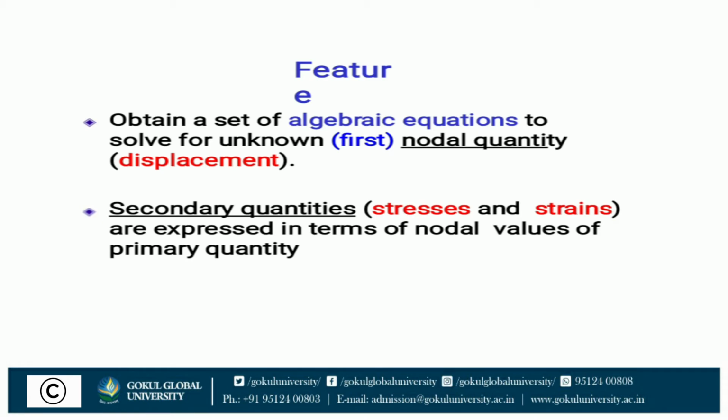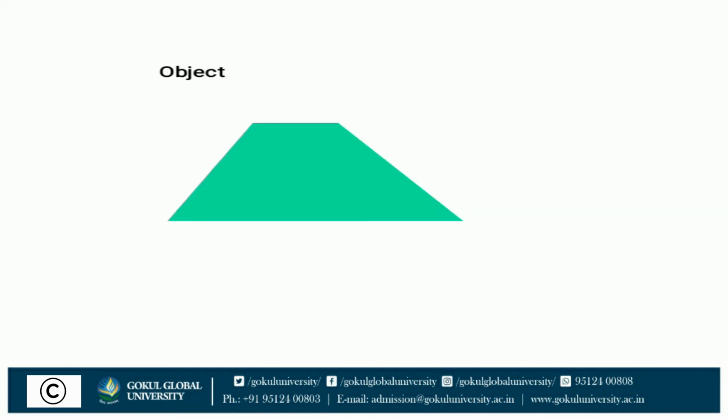Then you have to solve by taking some small amount of assumption, and some basic equations like stress and strain. Okay, so we obtain a set of algebraic equations to solve for the unknowns. Then the first nodal quantities, displacements, are the basic requirement. Then secondary quantities like stress and strain are expressed in terms of the nodal values of the primary quantities, right?